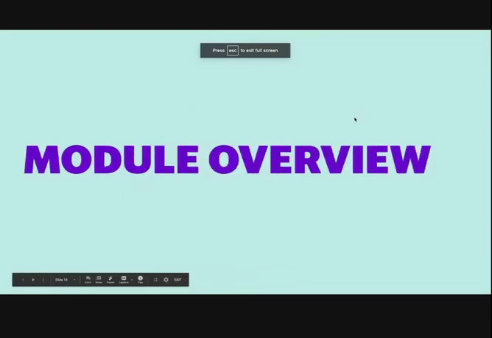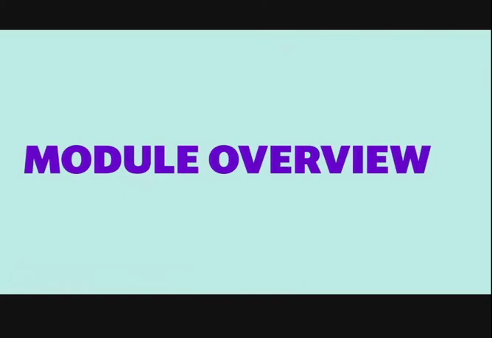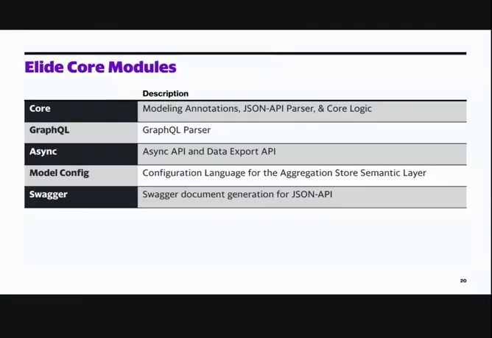Okay. So now I'm going to talk a little bit about how Elide is designed and broken up. Elide is actually a monorepo, which consists of a lot of submodules. The first of these is Elide Core, which consists of all the modeling annotations for building your models. It includes the JSON API parser and the core logic.